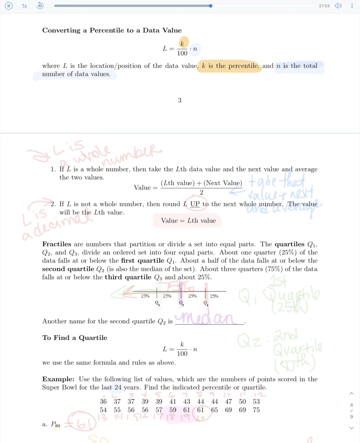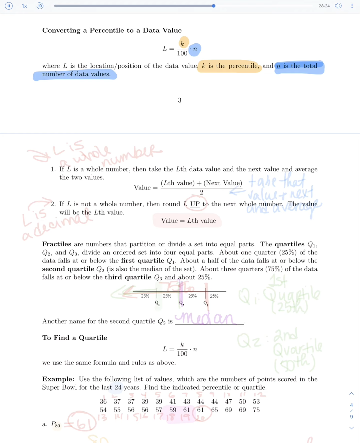So we'll take that percentile that we're looking for, divide by 100. That means we're taking our percentage and turning it into a decimal. And then we'll multiply it by n, which we've already used before, which is the total number of data values. How many numbers are in our list of data values? Okay, well then we get a number. Sometimes it's a nice whole number, sometimes it's a decimal.